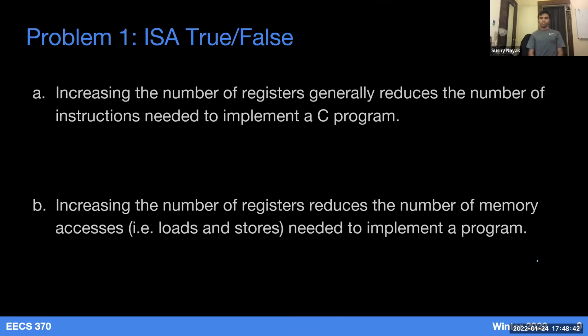Okay, let's go ahead and take a shot at a couple of problems. And obviously I'm not interacting with you directly, but I'm going to walk you through the thought process for answering each of these questions. There are a couple of assumptions that I'm going to make in each of these questions, but let's go ahead and read the first one. Increasing the number of registers generally reduces the number of instructions needed to implement a C program.